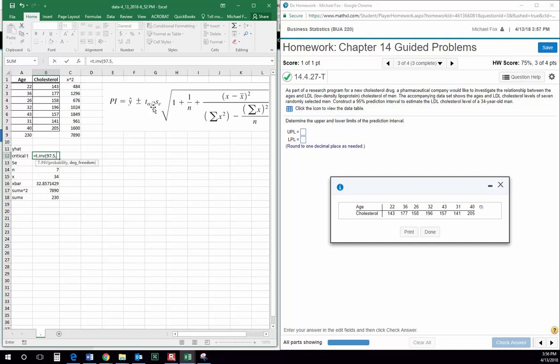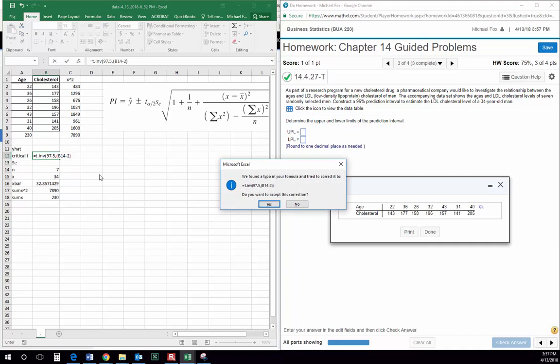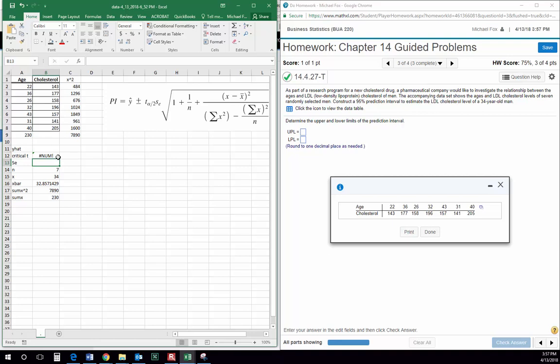And our degrees of freedom is n minus 2. So if n is 7, we can say n minus 2. Whoops. See, I already did something weird. Oh, 0.975. So there's our critical T.